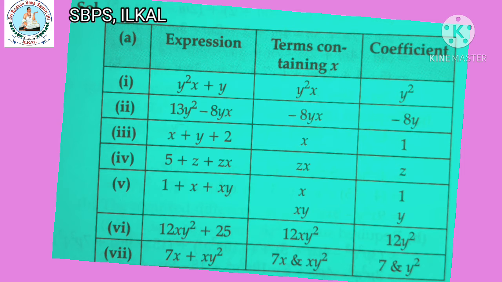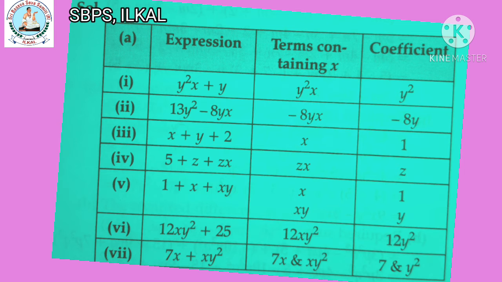Here the term containing x is only x. Its coefficient is 1. Fourth expression, 5 plus z plus zx. Here the term containing x is only zx. So the coefficient of x is z here.